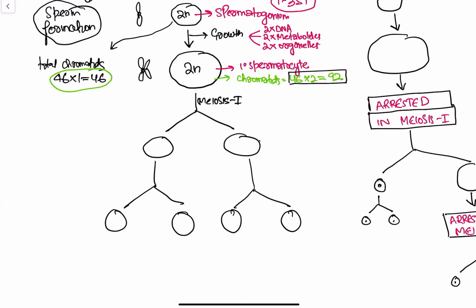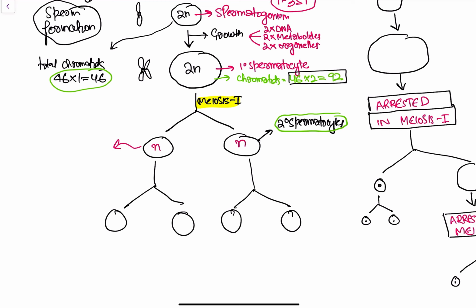Now this primary spermatocyte undergoes meiosis first. As a result of meiosis first, we get cells which are called secondary spermatocytes. These are the cells we get after meiosis first. Now remember, as meiosis first is a reductional division, we will have n number of chromosomes in each secondary spermatocyte. So n means 46 by 2, that is 23.